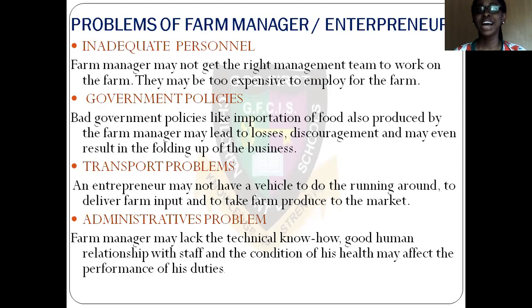The next one is administrative problem. The farm manager may lack the technical know-how, good human relationship with staff, and the condition of his health may affect the performance of duty. So it becomes a problem when a farm manager does not know how to relate with his people, doesn't know how to relate with his workers.